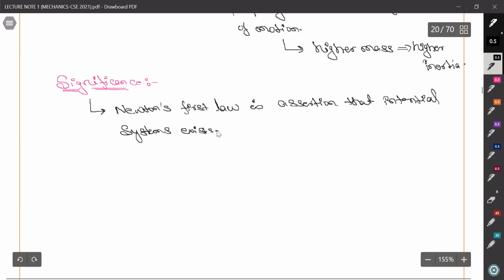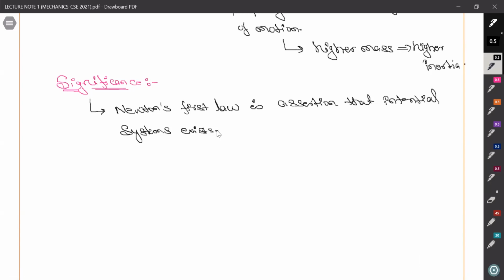If you see the history, the motion of objects was first studied by the Greeks. Aristotle, you have heard his name in your ethics paper also. He was a great philosopher, and one of the great philosophers of physics also. But he gave some false statement about the motion of objects, and that is very popularly known as the Aristotle fallacy. What he stated was that if a body is in motion, it will definitely come to rest.